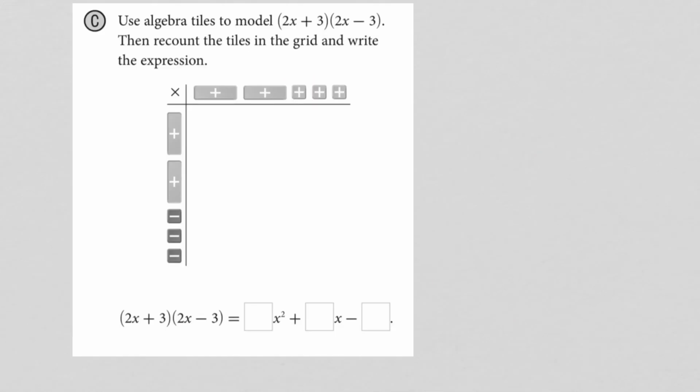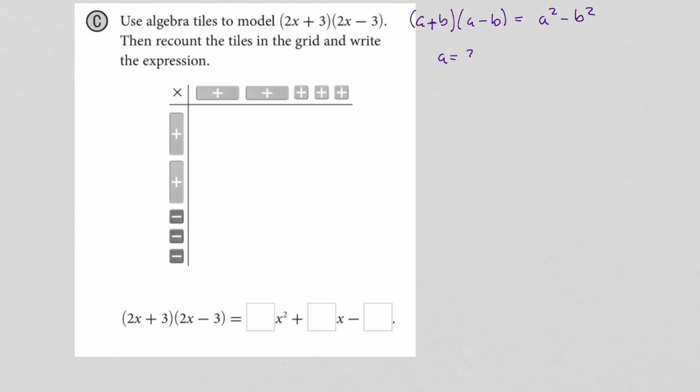And now let's do this last example. This is clearly the difference of squares. This is a plus b times a minus b, and you recall that was just a squared minus b squared. And I'm going to do it with algebra tiles, but if I can identify that a is 2x and b is 3, well, what's a squared? 4x squared. And what's b squared? 9. So the answer I'm going to get with the algebra tiles should be 4x squared minus 9.